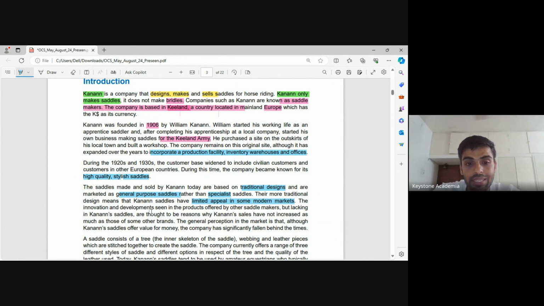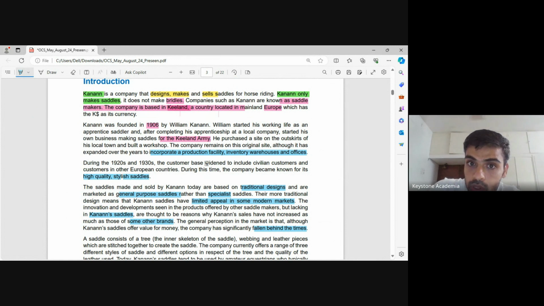The innovation and development seen in products offered by other saddle makers are lacking in Kanann saddles. So if you don't do proper R&D, if you don't do innovation, definitely these things will be affected. These are thought to be the reason why Kanann sales have not increased as much as those of some other brands. So despite being a very old brand, if you are not innovating, somebody can again come and disrupt our market. The general perception in the market is that although Kanann saddles offer value for money, the company has significantly fallen behind the times. This is a very strong line, and we should stop here and discuss.